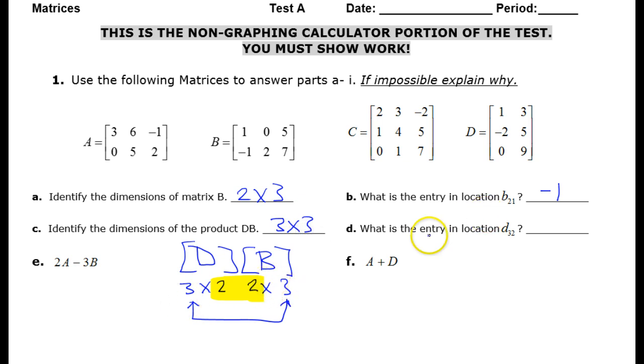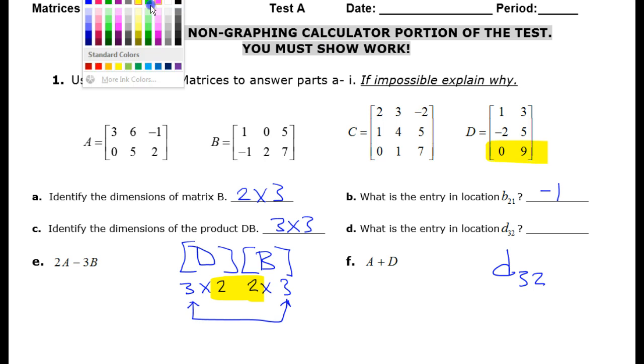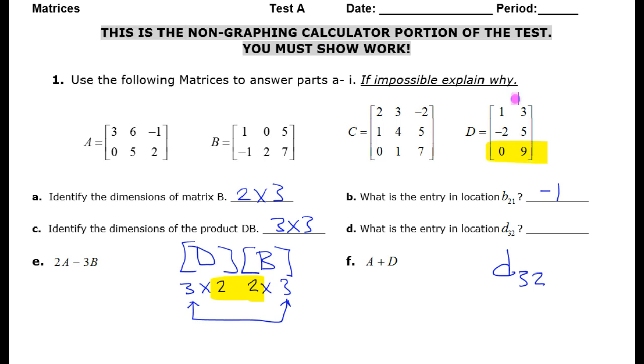because those are the outer dimensions. So what's the entry located in D3, 2? That's matrix D, row 3, column 2. So this is row 3, and this is column 2. So as you can see, we are talking about entry that is 9.